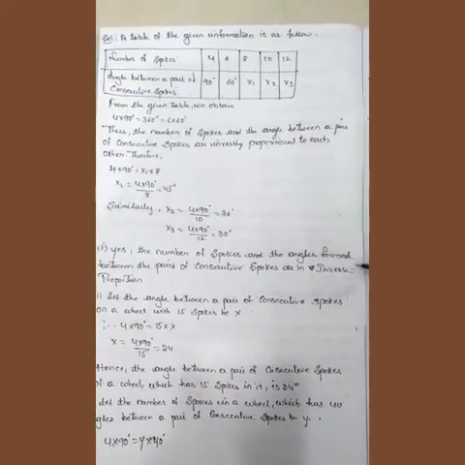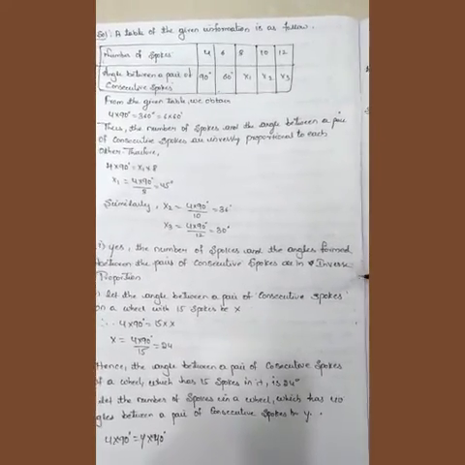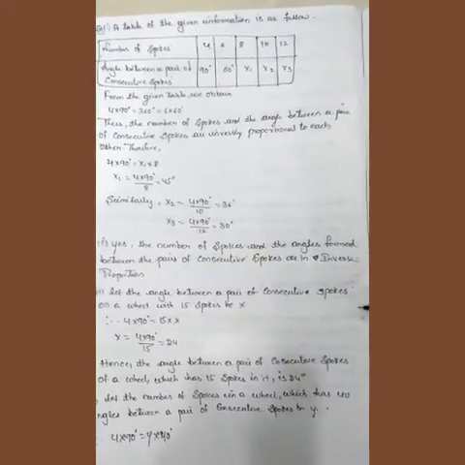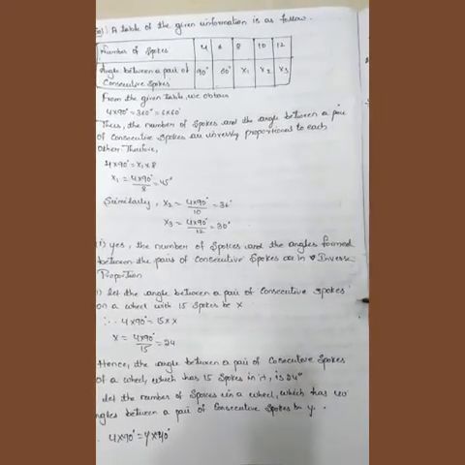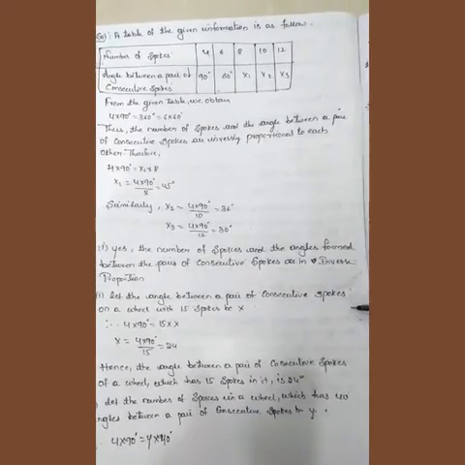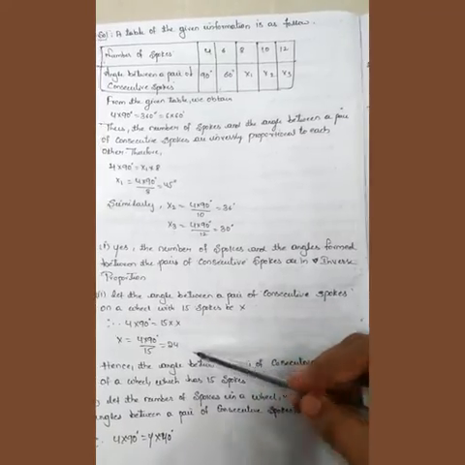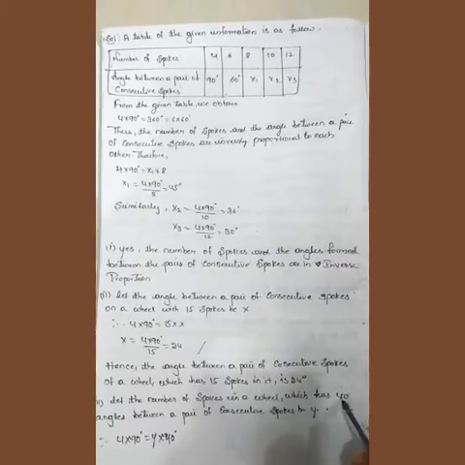So for 3 questions, the first bit: the number of spokes and the angles formed between the pairs of consecutive spokes are in inverse proportion. For the second bit, let the angle between a pair of consecutive spokes on a wheel with 15 spokes be x. So 4 into 90 is equal to 15 into x. So we will get an answer of x. This is the third bit. Once check it.